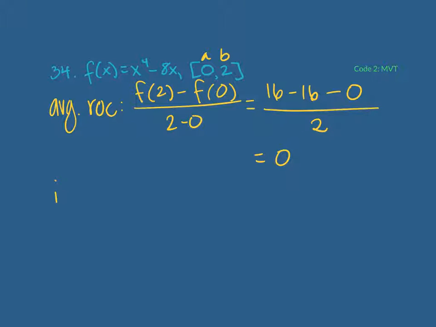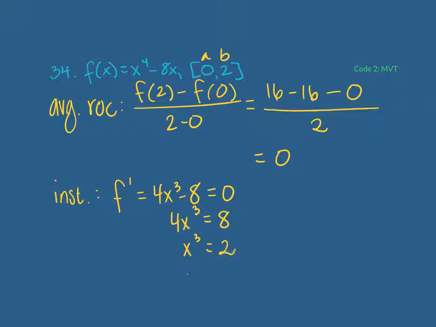We need to find our instantaneous rate, which is just f prime. So the derivative of f is going to be 4x cubed minus 8. And we need to set that equal to 0 to see for what values of x it is equal to 0. So we have 4x cubed is equal to 8. x cubed is equal to 2. So x is equal to the cube root of 2. Remember, when you take an odd root, you do not add a plus or minus.